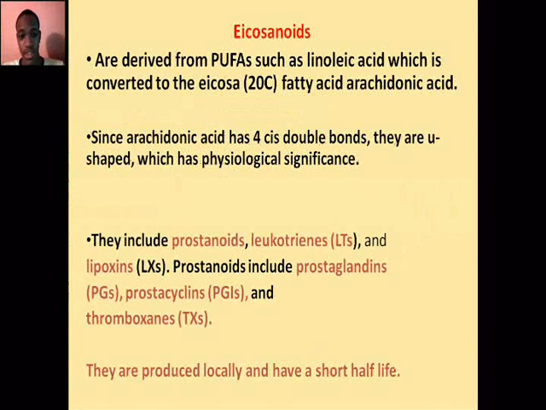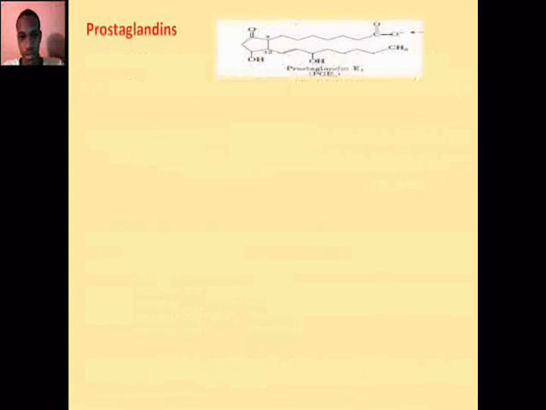Now, eicosanoids include prostanoids, leukotrienes, and lipoxins. Prostanoids include prostaglandins, prostacyclins, and thromboxanes. Now, generally when we speak about eicosanoids, the ones you would hear most are leukotrienes, prostaglandins, and thromboxanes. But here we see they are slightly related compounds as well. Now, eicosanoids are produced locally, that is right in the tissue, and they have a very short half-life. So they do what they have to do, and then they're gone.